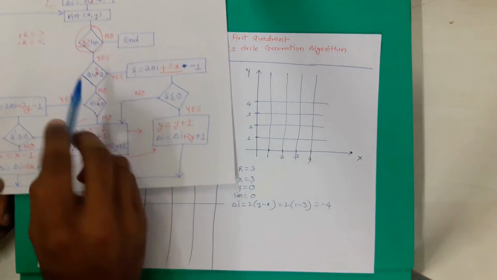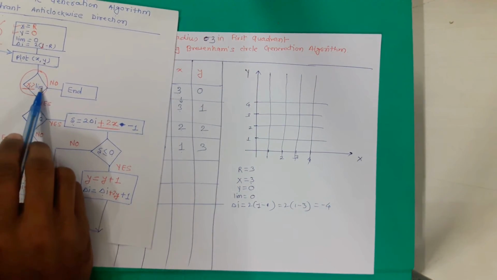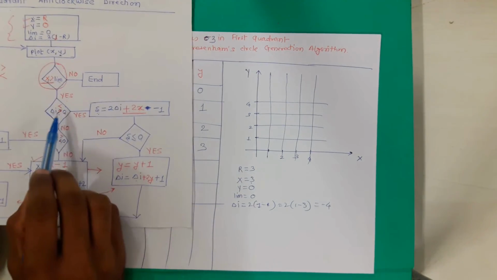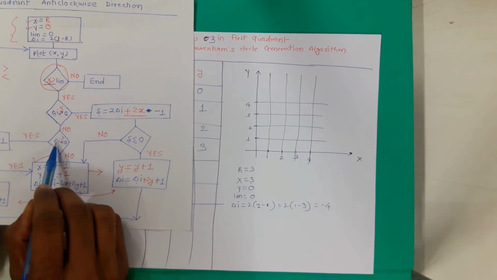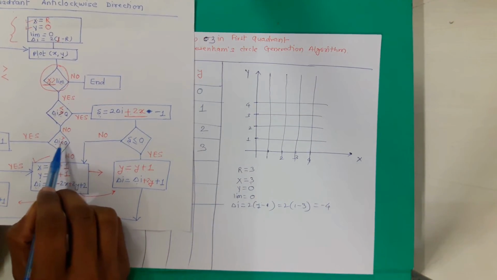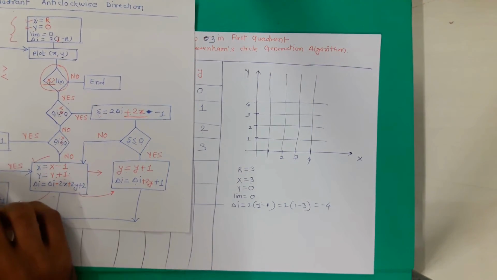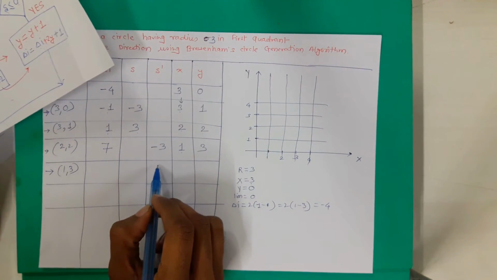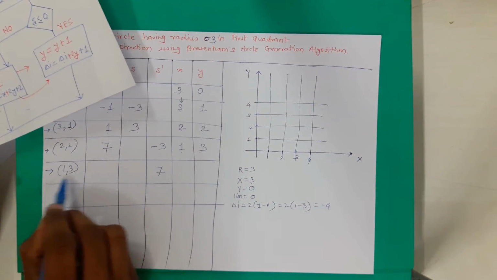Okay. Then the value of x is 1. So x is greater than 0. Yes. Delta I is now 7. So delta I is not less than 0. Condition no. 7 is greater than 0. Yes. Then calculate del dash. You will get 7. Write down here. Our current row is this.